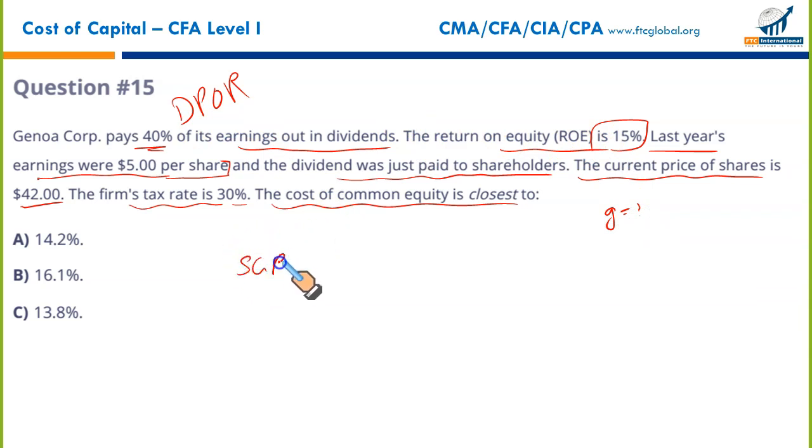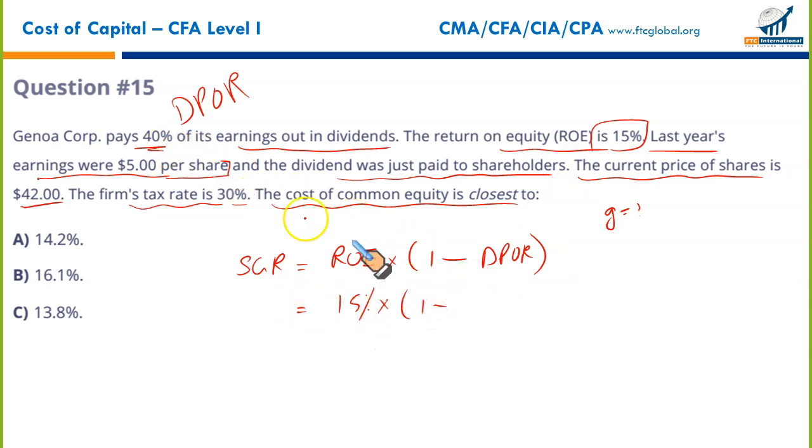Sustainable growth rate is equal to return on equity multiplied by 1 minus dividend payout ratio. Return on equity 15% into 1 minus dividend payout ratio, which is 40%. That solves half of your problem. 15% times 60% gives you 9%. That is your sustainable growth rate. We'll use it as G in our dividend discount model.